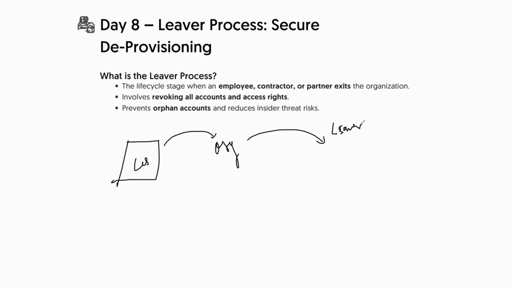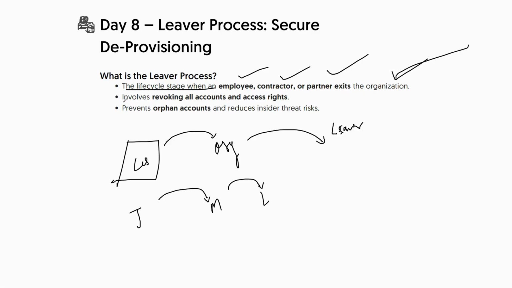So what is it? First, we had joiner, where they have joined, then their roles were changed, mover. Now they become a leaver. This is the life cycle stage where an employee, contractor, or partner exits the organization. Why they exited, there could be different reasons as well. But it involves revoking all the accounts and access rights.